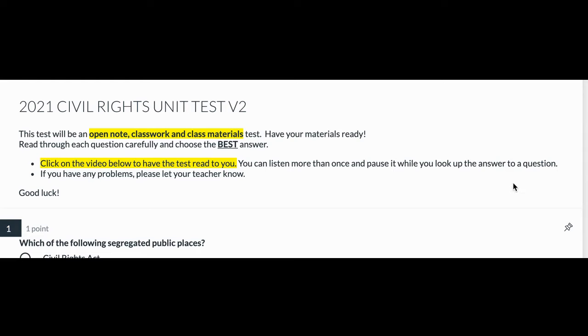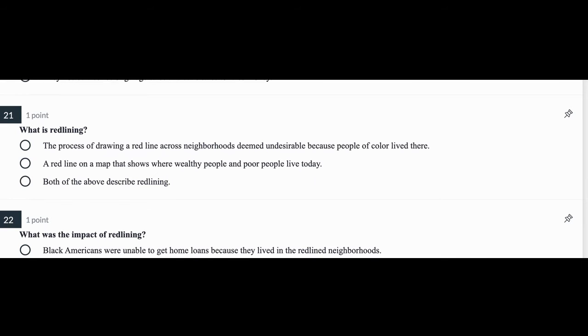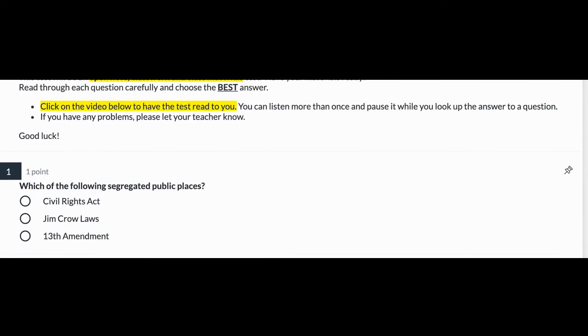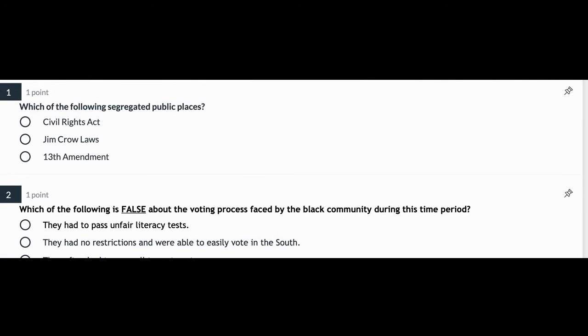Question 1. Which of the following segregated public places? Was it the Civil Rights Act, Jim Crow laws, or the 13th Amendment?